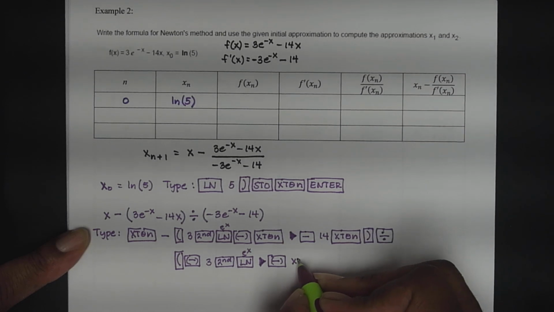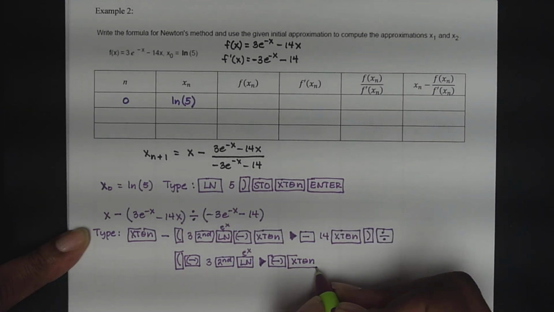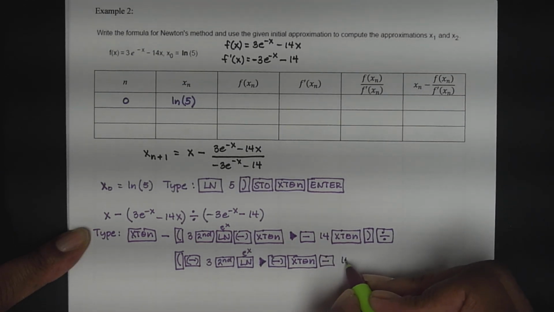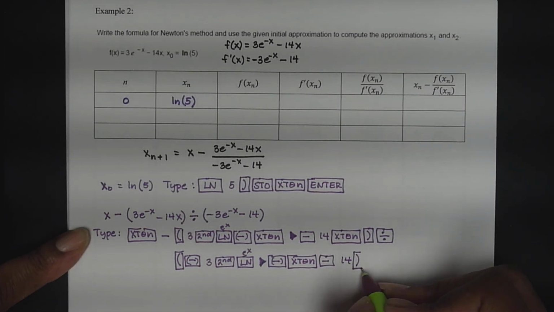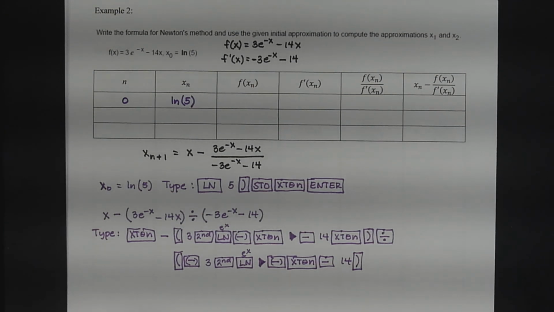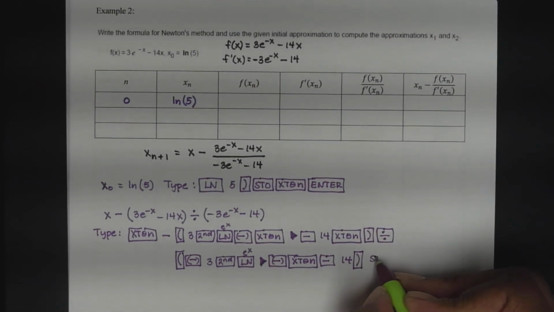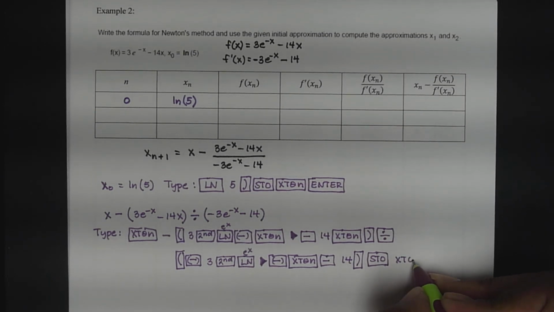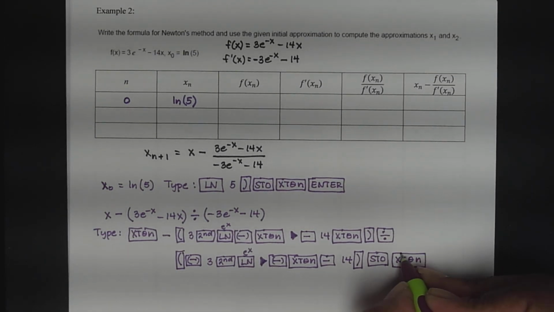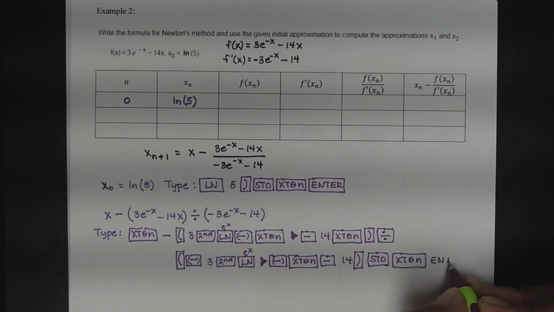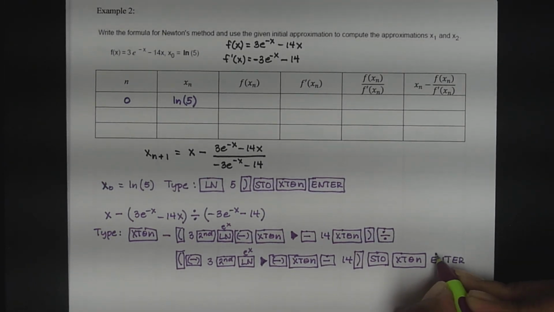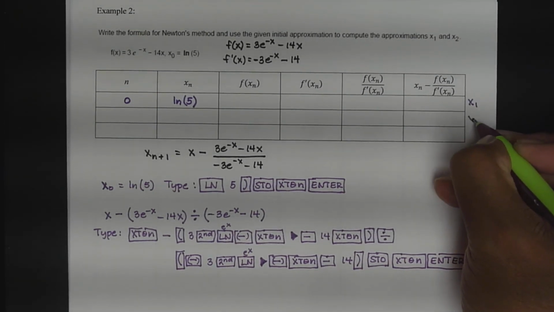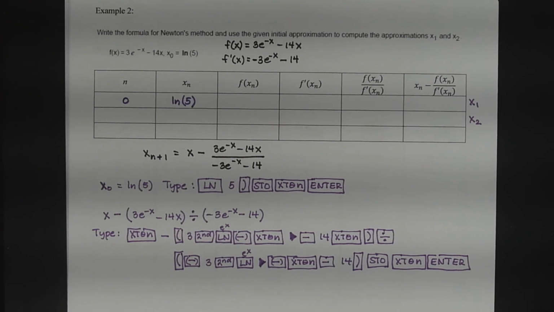And then X,T,theta,n for the x, minus 14. Close parentheses. So that's your denominator right here. After that, you're going to press STO because you're going to store that in x. And then press enter. This will give you the first iteration, which is going to be x1, and then we need x2. I'll show you how to get that shortly.